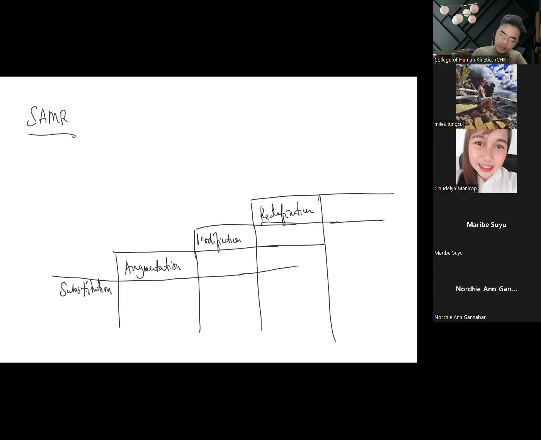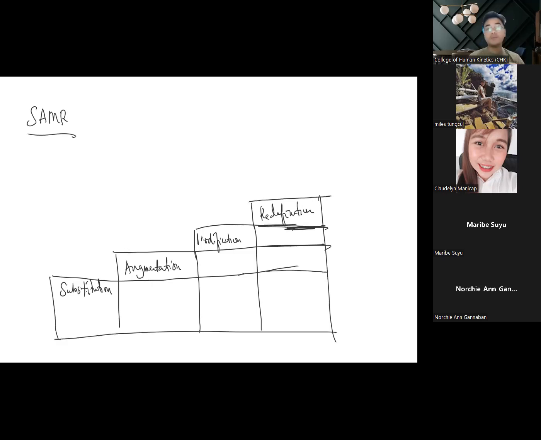So as you can see, it is illustrated like a ladder. Diba? May level siya. Ibig sabihin, may level siya. Ang pinakamababa ay substitution. At ang pinakamataas ay redefinition. Now take note that the first two levels are simply enhancement stages. Okay, they are enhancement stages. While the last two levels are already on transformation levels. Okay, so enhancement, and we have transformation.